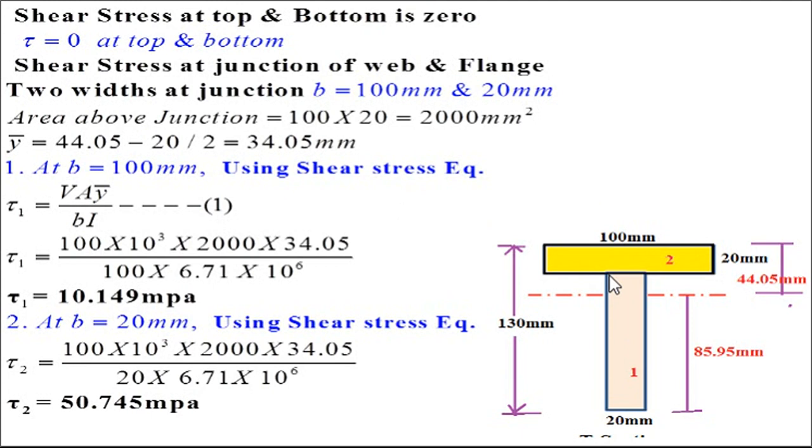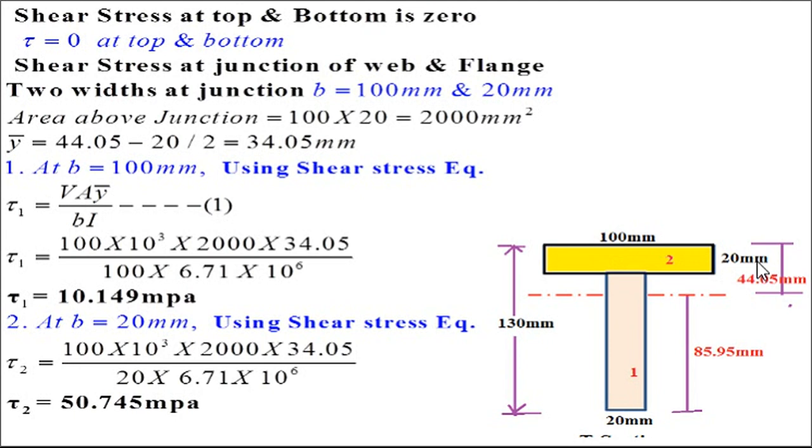Now you have to calculate tau at the junction first. Junction means what? Where web and flange are meeting. This is the junction. So there are two widths. One is 100 mm and the second width is 20 mm. 20 mm and 100 mm. Now first of all consider the area above the junction.